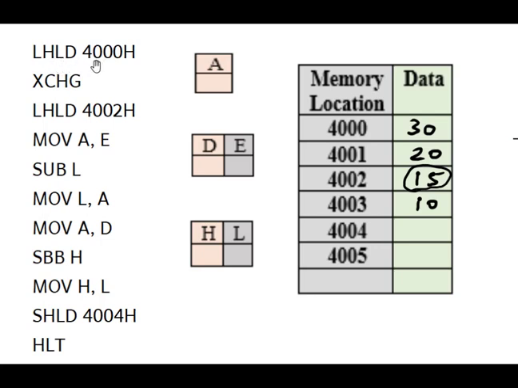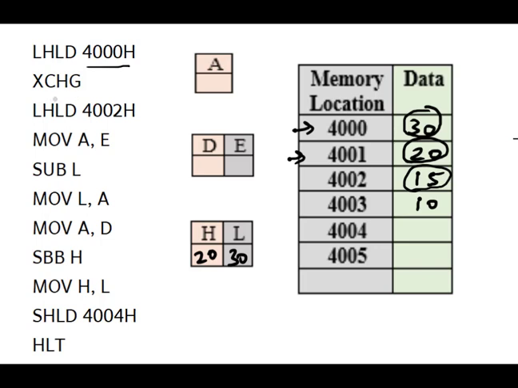It will store the contents of memory location 4000 to L, and the next byte to H. So with LHLD 4000, the data at 4000, as we can see, is 30. This 30 gets stored to L, the low order byte, and the next one, at 4001, this particular byte 20, gets stored in H. So we get this continuous data into H and L.